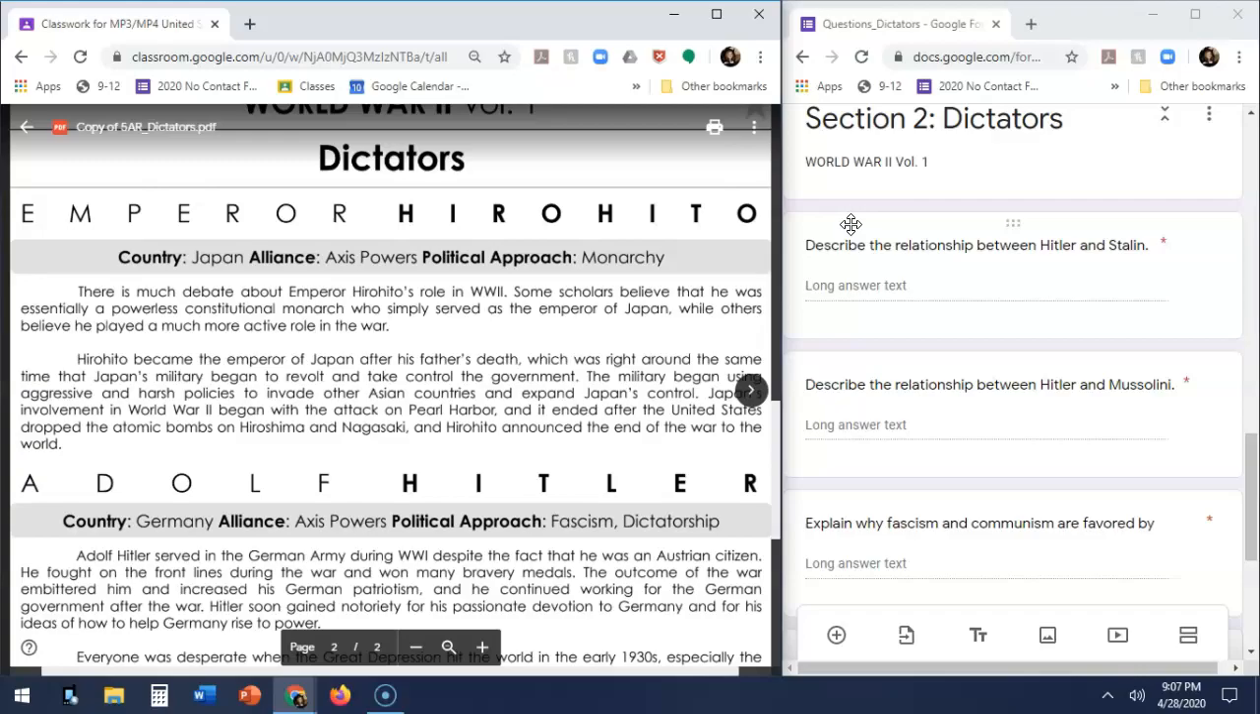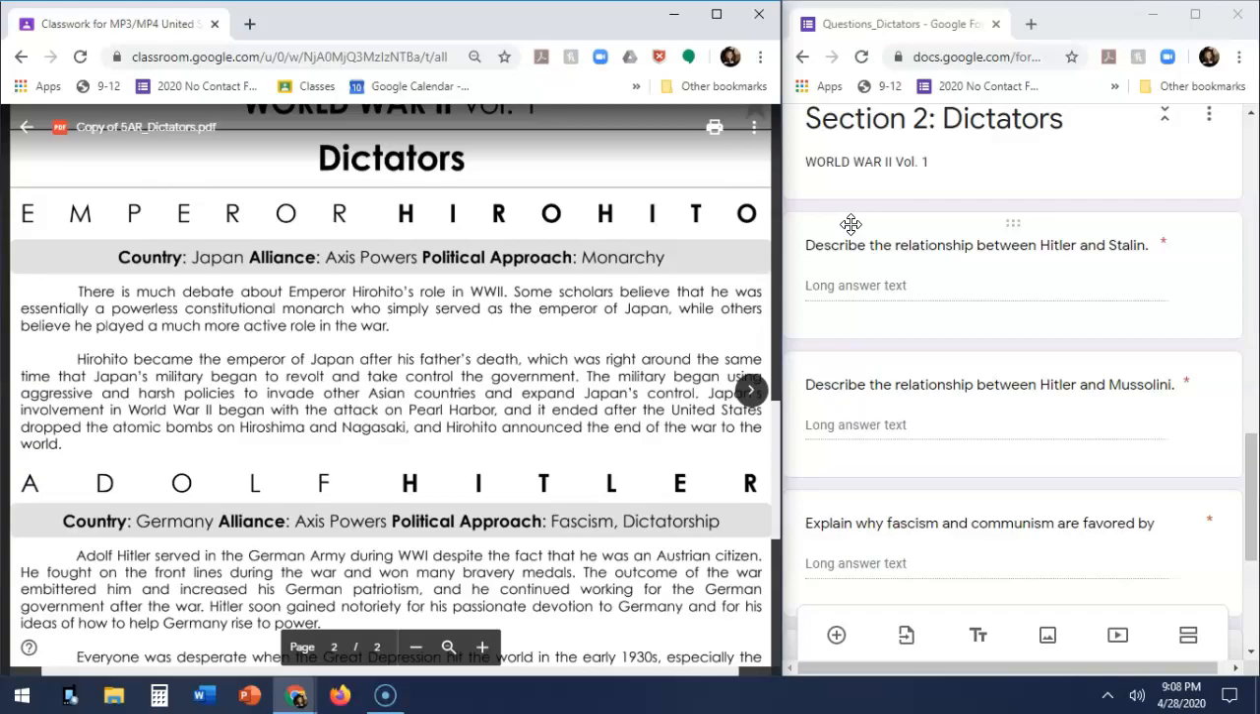Political approach, a monarchy. There is much debate about Emperor Hirohito's role in World War II. Some scholars believe that he was essentially a powerless constitutional monarch who simply served as the Emperor of Japan, while others believe he played a much more active role in the war. Hirohito became the Emperor of Japan after his father's death, which was right around the same time as Japan's military began to revolt and take control of the government. The military began using aggressive and harsh policies to invade other Asian countries and expand Japan's control.